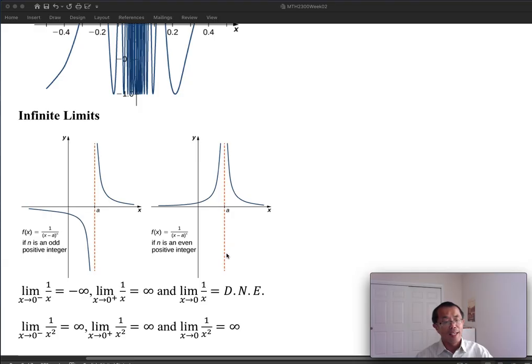So that is a very brief discussion about infinite limits. We will look at infinite limits again and again, and we will also consider the other situation, limits at infinity. But for now, that's all we need to know about infinite limits.